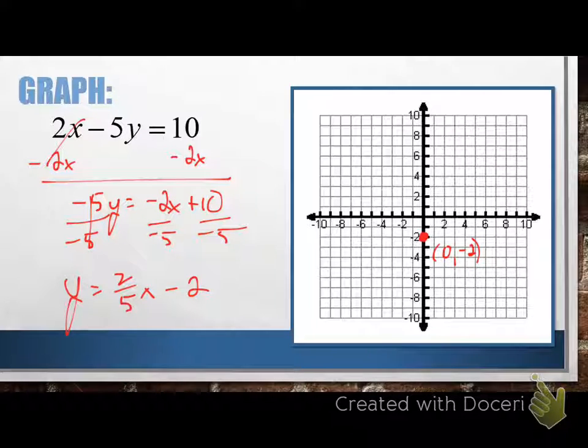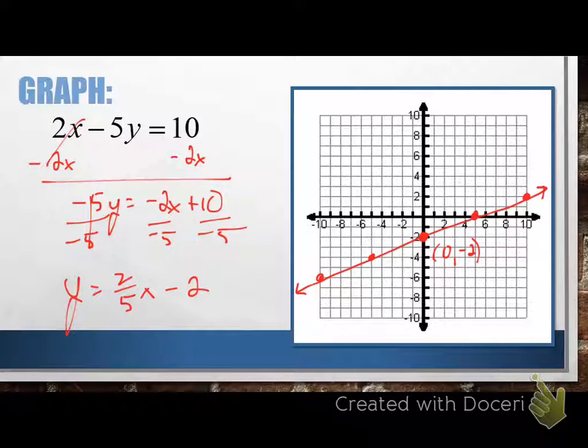And then we can use the slope to go up to the right 5, or we can go down to the left 5. Now, we have a y-intercept. The y-intercept is where the line crosses the y-axis, but we can also talk about an x-intercept, and we're going to do that a little bit in these coming problems.